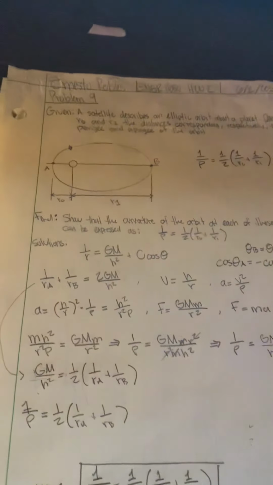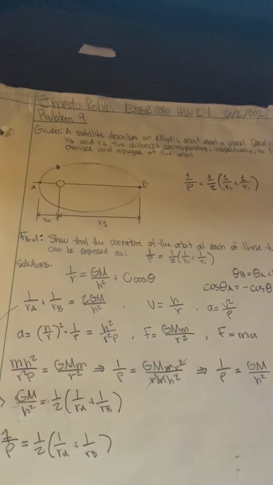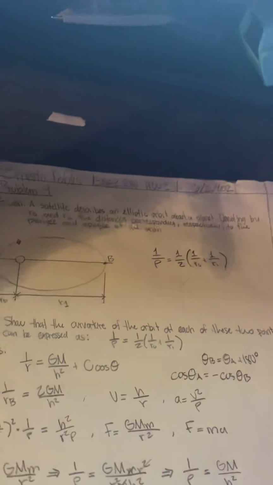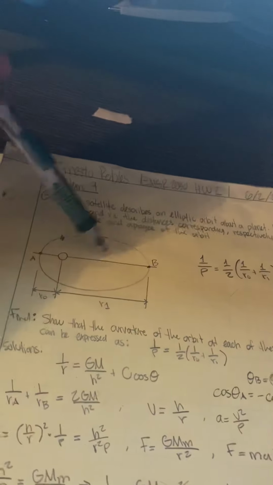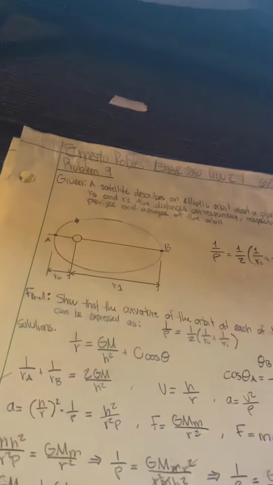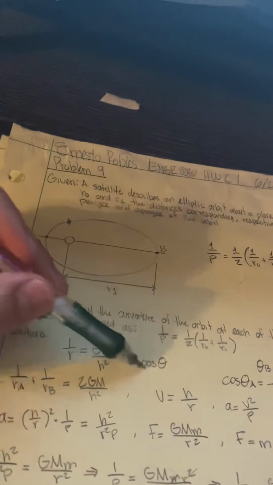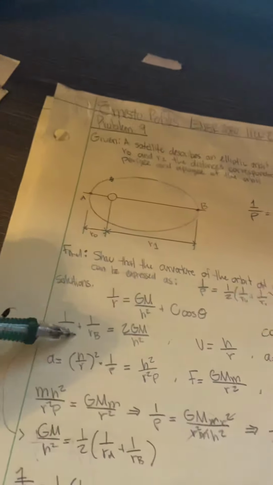Now for problem 9, this one's kind of similar to problem 7, in that we're given this figure right here, and it wants us to show that the curvature of orbit at each of these 2 points can be expressed as this. So we use the same equation here that we used in the last problem. For both point A and point B, we know that the cosines cancel out for this reason. So we're left with this.